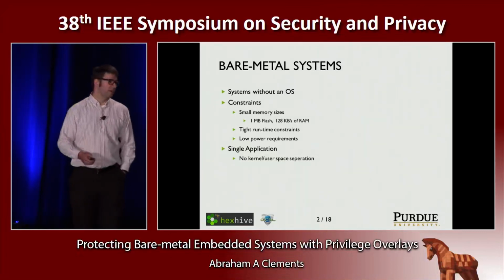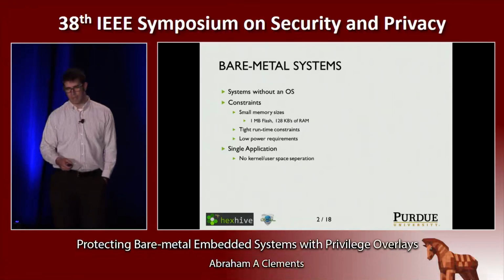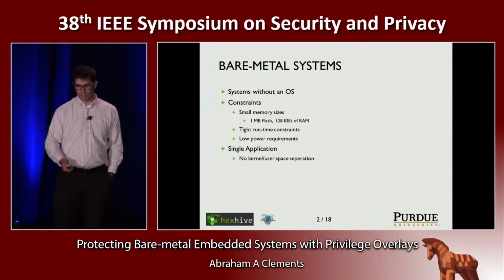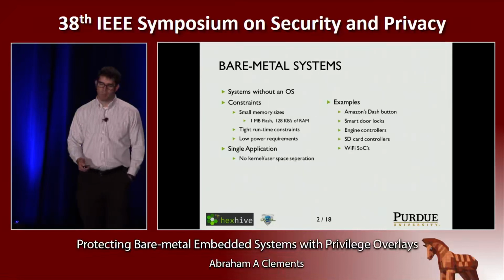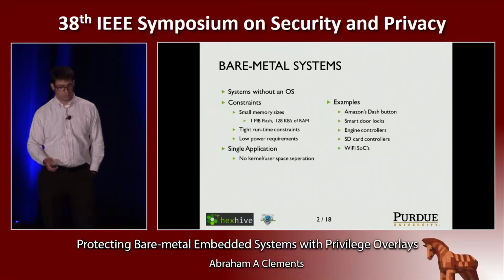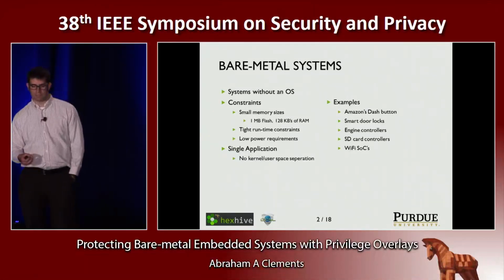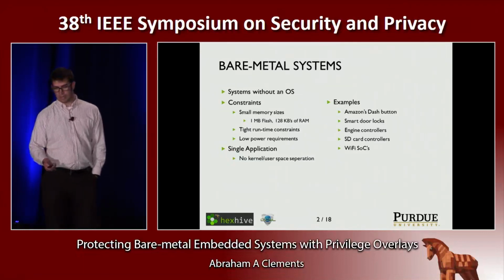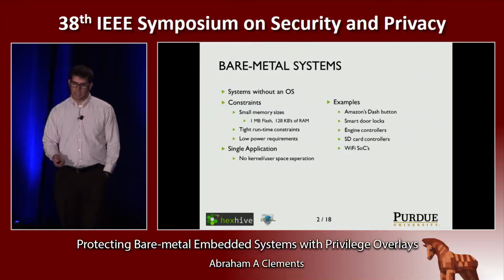A large system would have like a megabyte of memory for code and 120 kilobytes of RAM. This would be a kind of a larger end bare metal system. Some examples of these systems are Amazon's Dash button, smart door locks, engine controllers, SD card controllers. Inside of your SD card, there's a microcontroller that handles flash wear leveling. Those run bare metal code. Wi-Fi system on a chips are in your cell phone. They run the Wi-Fi connections.